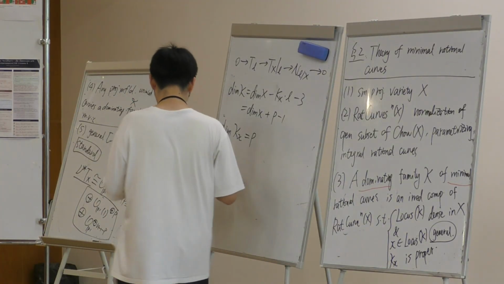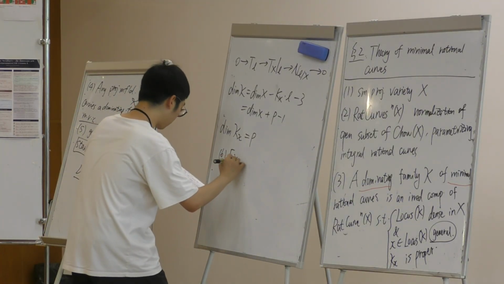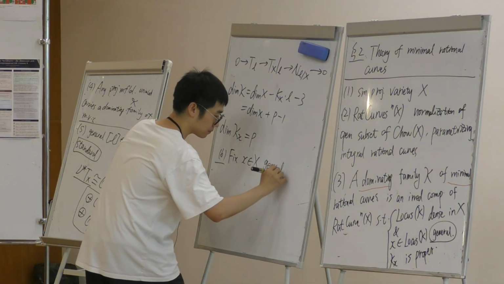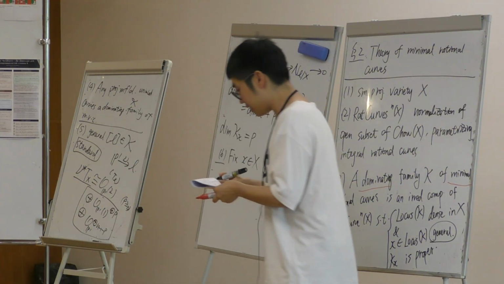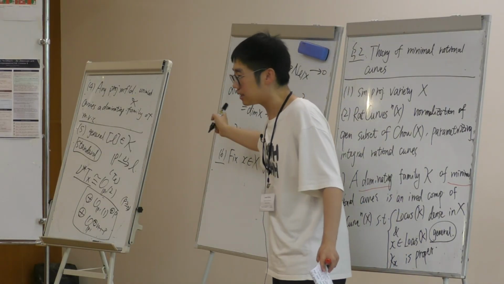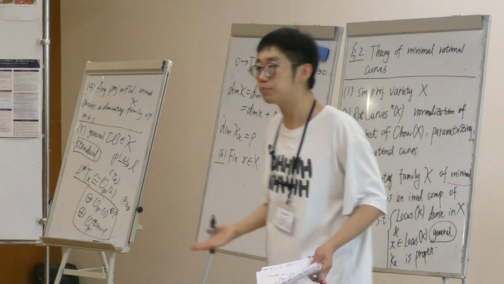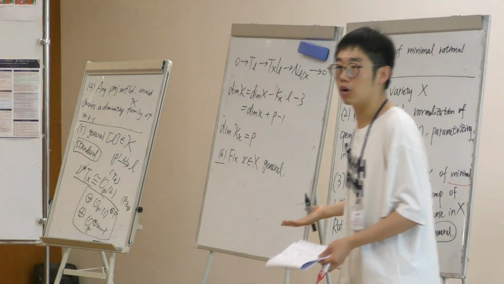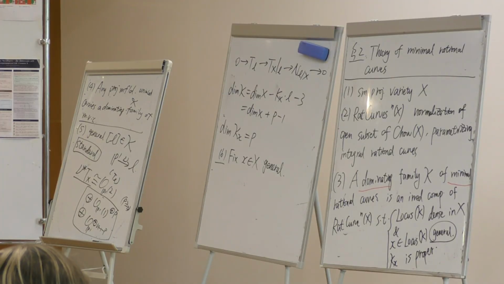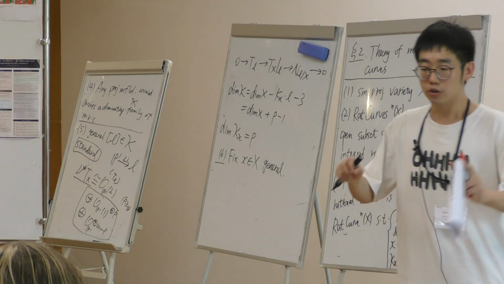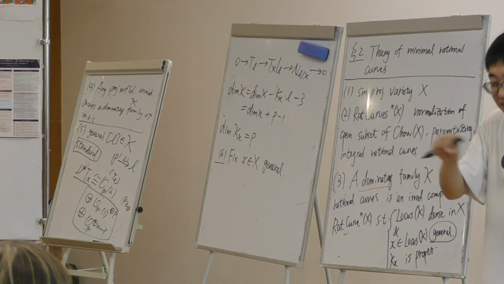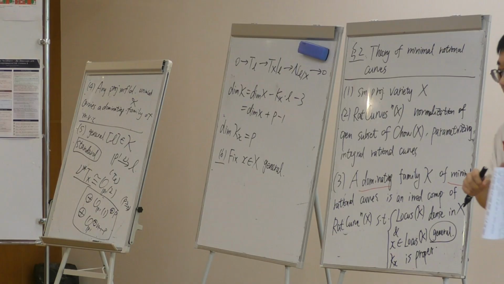Next, in the following, we fix a general point X. And then we take the normalization of Kx. Although Kx is a variety, it may not be normal. What is Kx? Kx means you take all of the elements in K which pass through this point X.